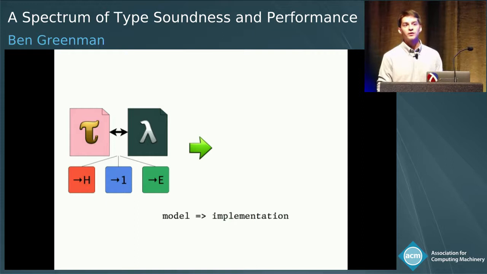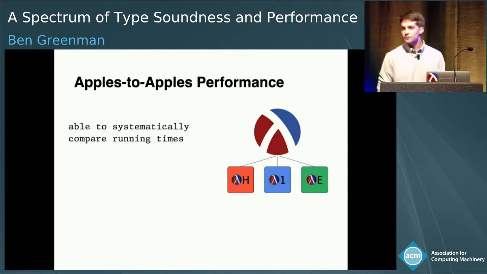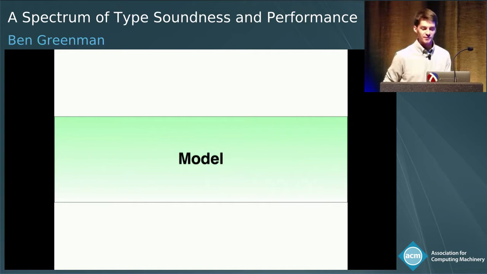Then we went further and used the models to build implementations for Racket, with Typed Racket as the surface language. On the left, we have three models, and on the right, we have three compilers. Now we can compare the results of running the same Typed Racket program against three semantics. And now we have apples-to-apples performance numbers that I'll tell you about today. So let's get started with the model.